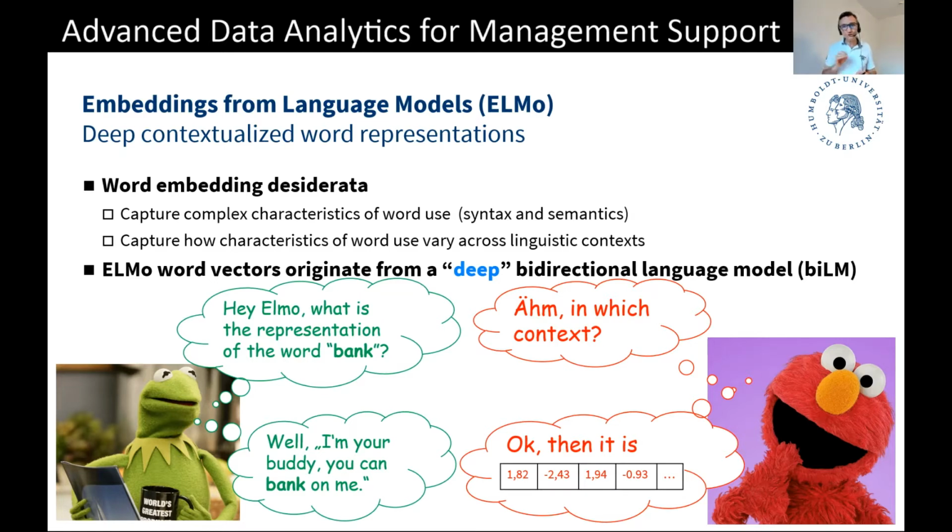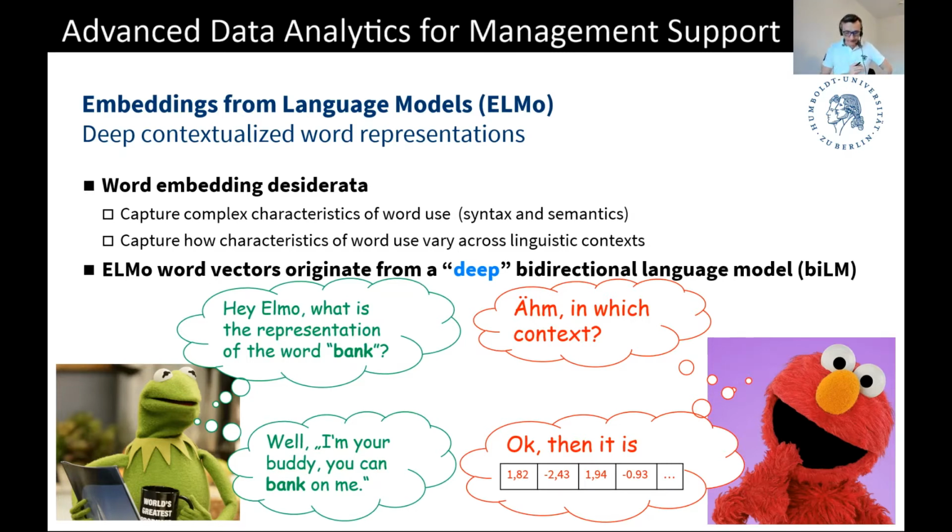And in addition to that, a good embedding should also capture how these complex characteristics, semantics for instance, change with the context in which words are used. That is the promise. So I hope I managed to interest you in ELMo. Let's try to look at what it is doing under the hood.